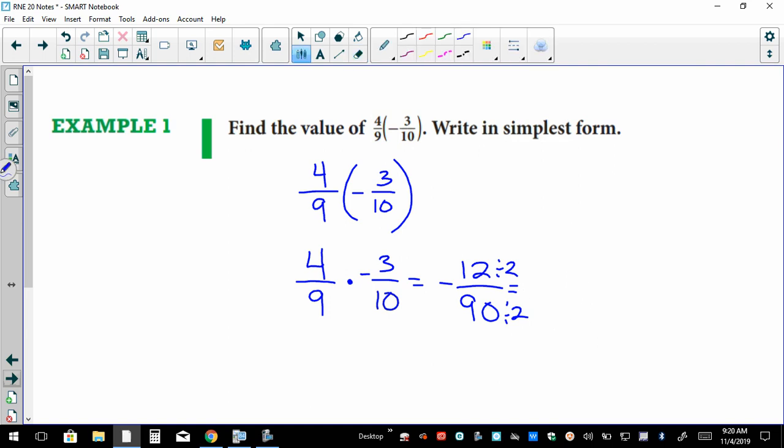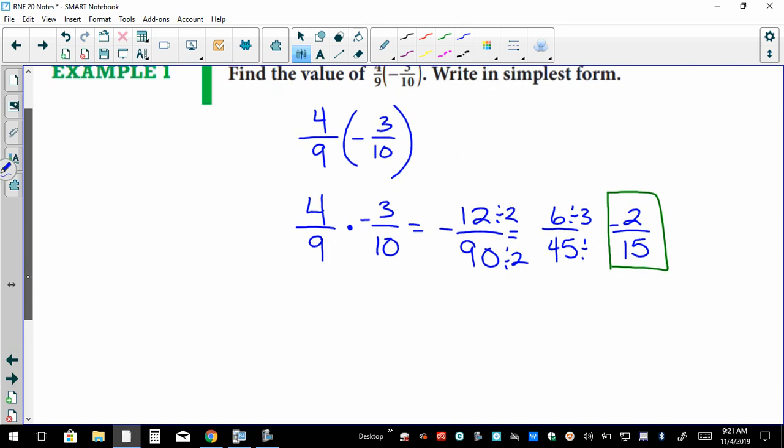6 over 45. Can I keep going? 3 goes into 6 how many times? 3 goes into 45 how many times? Okay, that's one way. Can I reduce that anymore? No, that's my answer, negative 2/15. Let me show you maybe a simpler way.